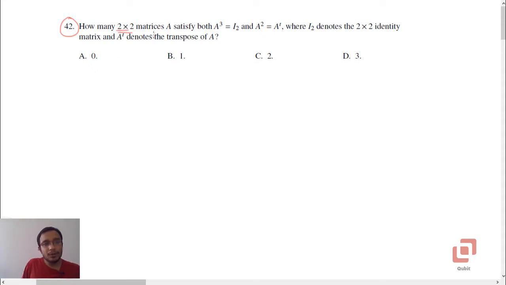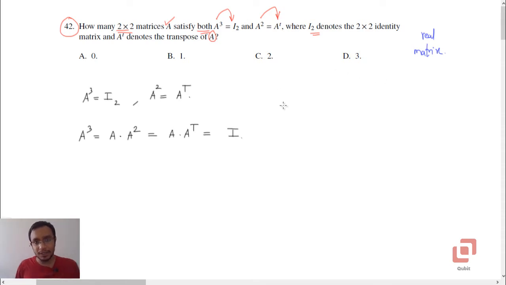How many 2 by 2 matrices A satisfy both the equations A cubed equal to I and A squared equal to A transposed, where I2 denotes the 2 by 2 identity matrix and A^T denotes the transpose of A? Okay, well, we already know that. And here we are going to consider A to be a real matrix. That means we will assume that the entries of A are not complex numbers.